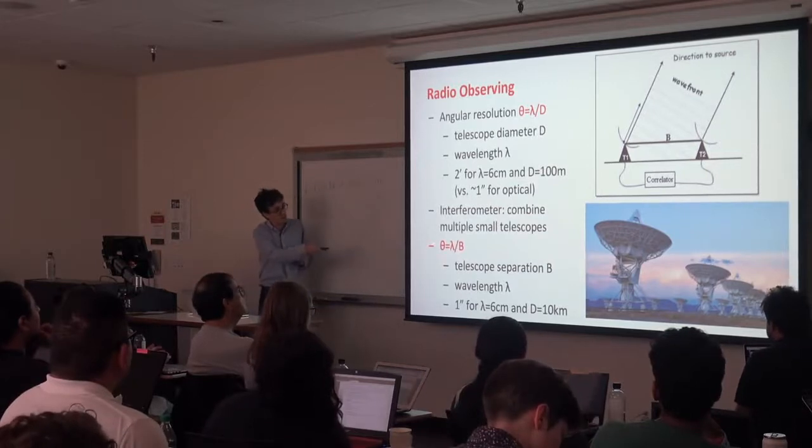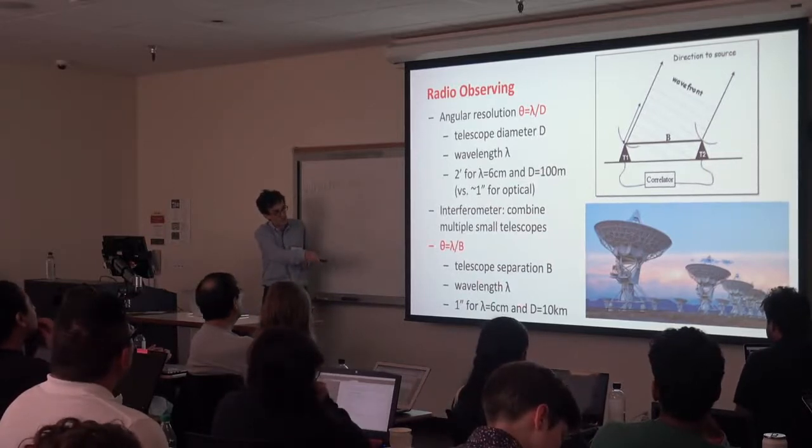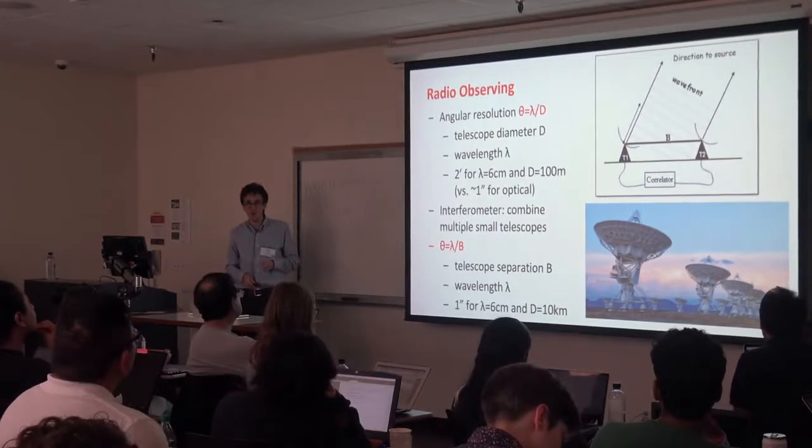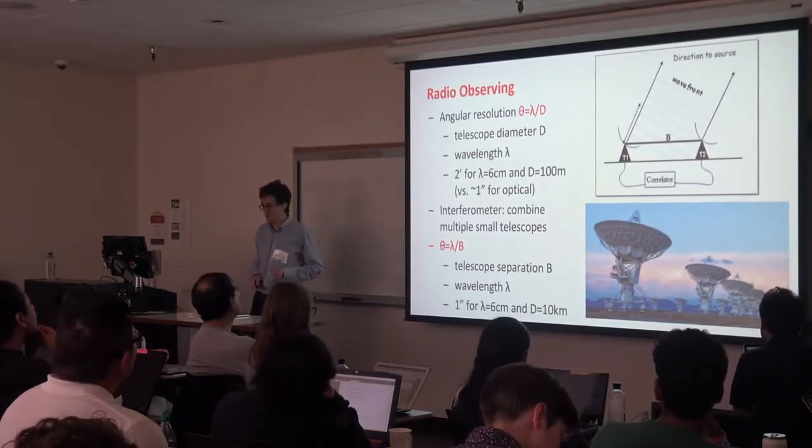So, for instance, if we have the same equation, we can now separate our telescopes by 10 kilometers and we can get back to a 1 arcsecond resolution.